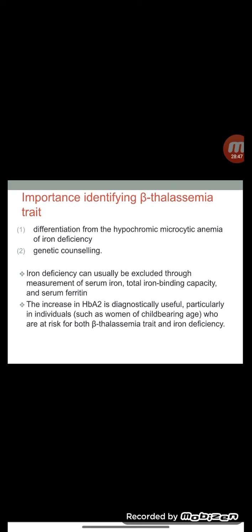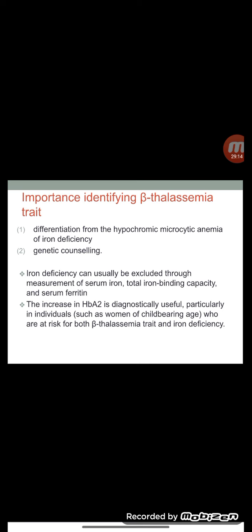Differentiation from the hypochromic microcytic anemia of iron deficiency and genetic counseling. So the most important thing about diagnosing beta thalassemia trait is to give genetic counseling so that we can prevent the birth of a patient with the homozygous form of beta thalassemia, which carries a lot of morbidity and mortality.